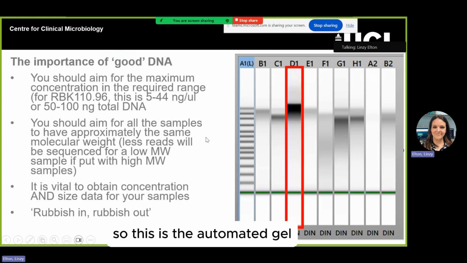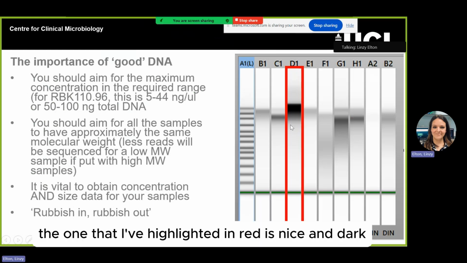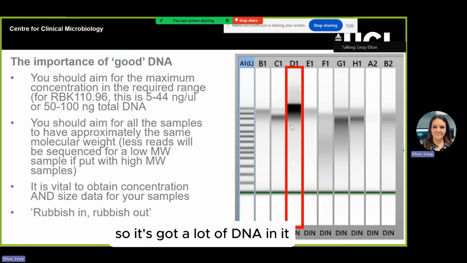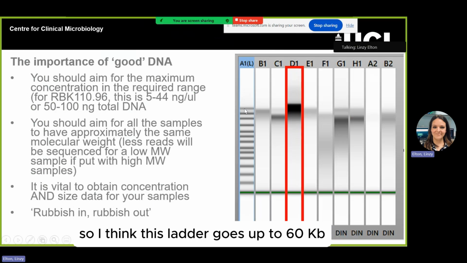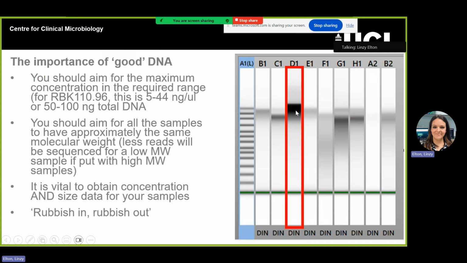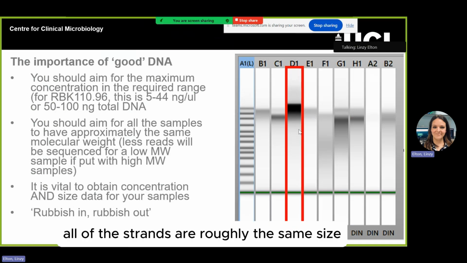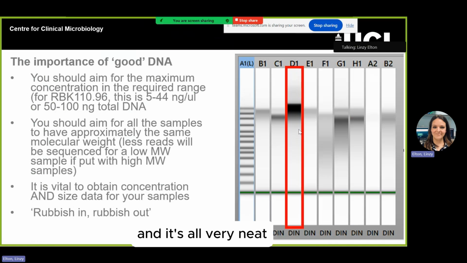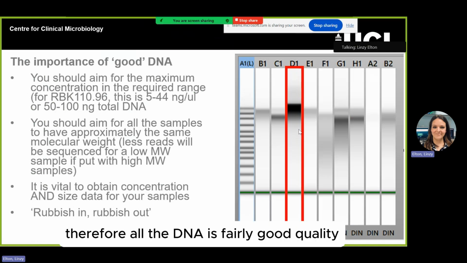So this is the automated gel electrophoresis, and you can see the one that I've highlighted in red is nice and dark. So it's got a lot of DNA in it, and it's at the top of this ladder. So I think this ladder goes up to 60 kb. So this is probably 60 kb. All of the strands are roughly the same size, and it's all in a very neat kind of band. Therefore, all the DNA is fairly good quality.